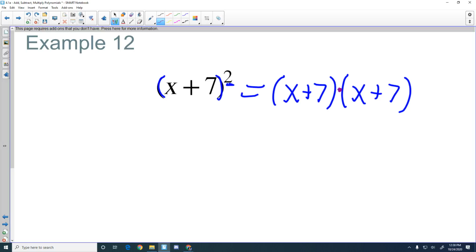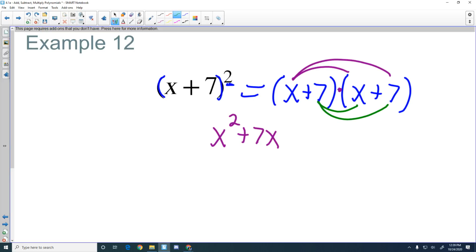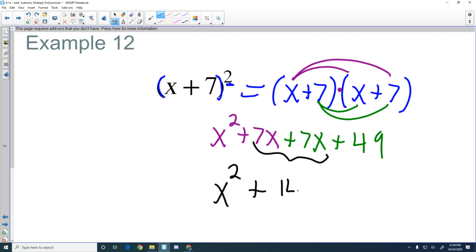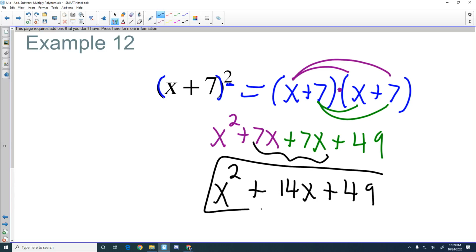So now I have x plus 7 times x plus 7. I'm going to distribute the x times each of those terms. That gives me x squared plus 7x. Then I will distribute the 7 to each of those other terms. Well, 7 times x is another 7x. And 7 times 7 is 49. Finally, I've got these like terms in the middle. Those are both just x's. So our final solution would be x squared plus 14x plus 49. So this is the correct simplified version of x plus 7 squared.